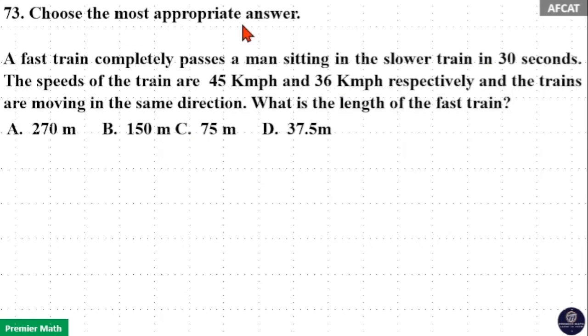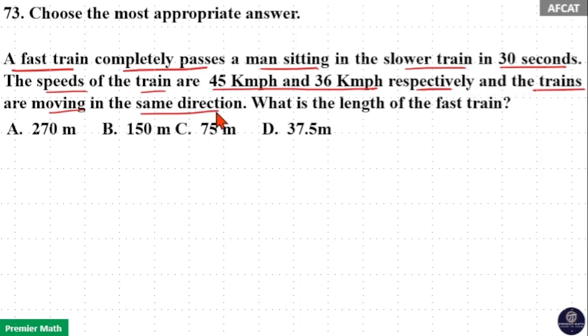Choose the most appropriate answer. A fast train completely passes a man sitting in the slower train in 30 seconds. The speeds of the trains are 45 km per hour and 36 km per hour respectively. And the trains are moving in the same direction. What is the length of the faster train?